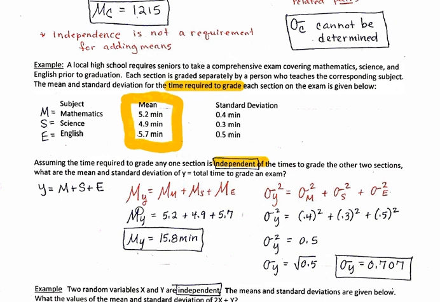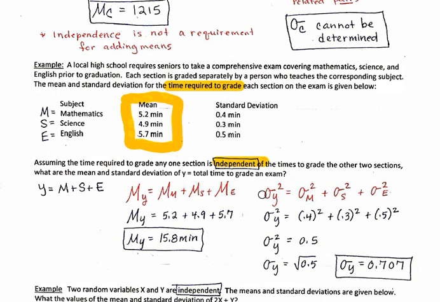All right, so to find my mean, I'm just going to combine my means together. A mean of math, mean of science, mean of English, and I get 15.8 minutes. Okay, remember this could be interpreted that the average time to grade an entire exam, the expected value to grade an exam, is 15.8 minutes.